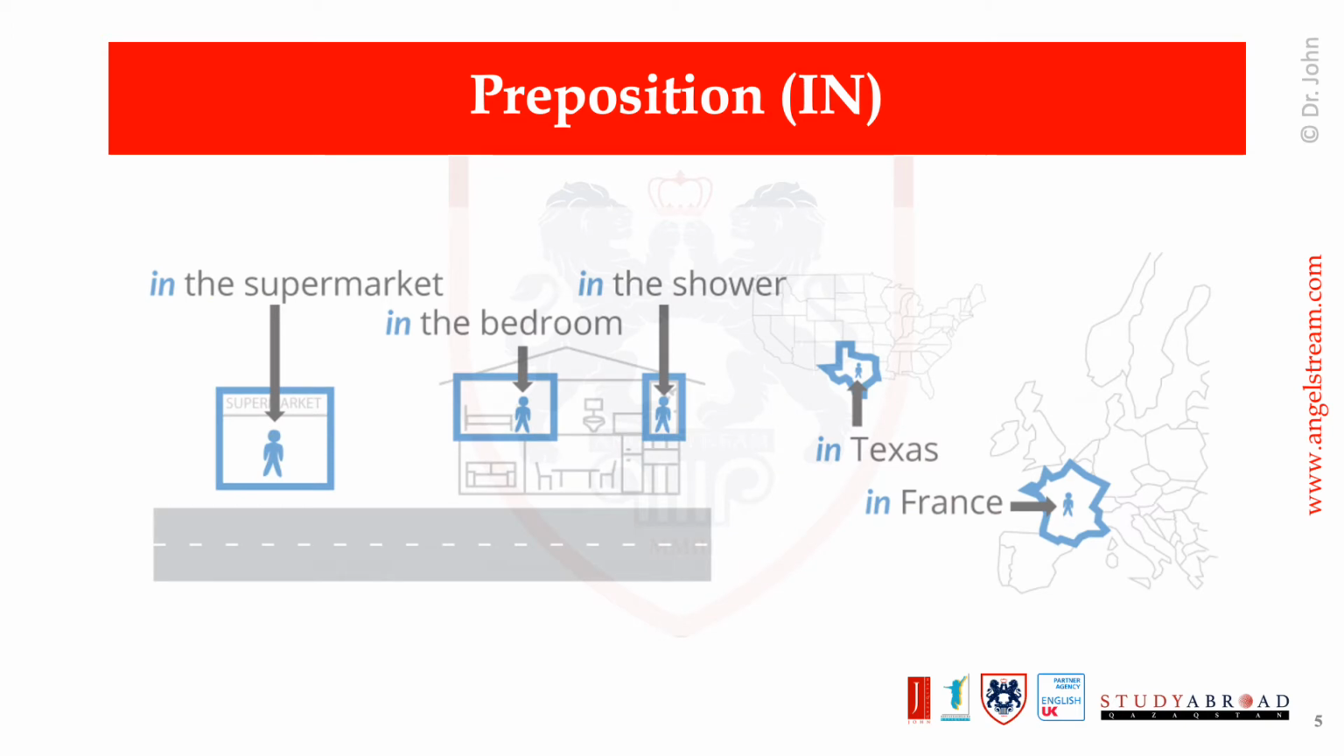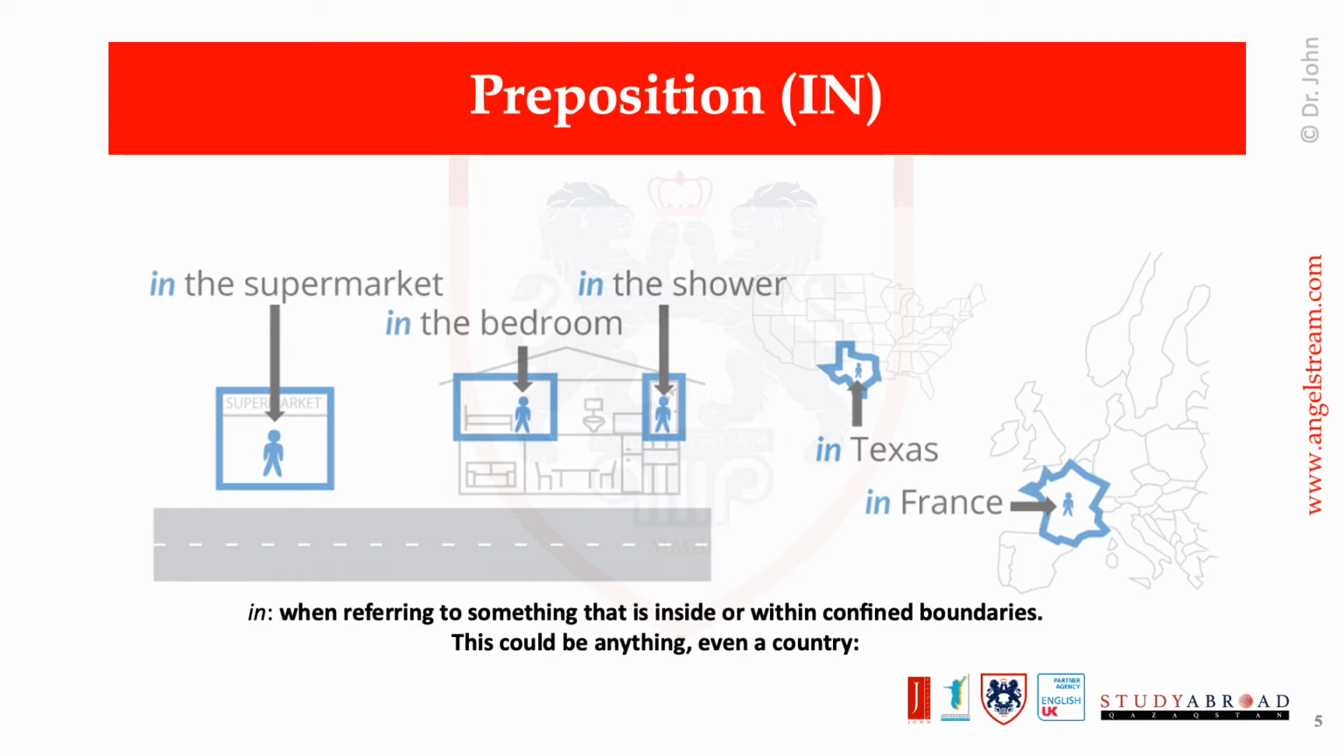Now, let's move to our next slide. And the next slide is again about in. So we have got supermarket, we have got bedroom here, and we've got shower. So why are we using in these cases? And if you go to this map here, we have got France and we have got Texas. We're also using in. It's quite simple. When you're referring to something that is inside, it has confined boundaries. Supermarket, be it bedroom or shower, there are certain boundaries. So that's the reason we're using in.